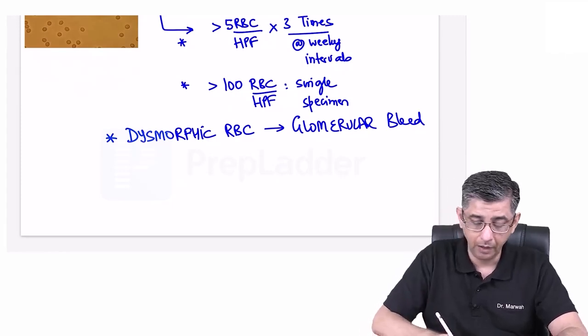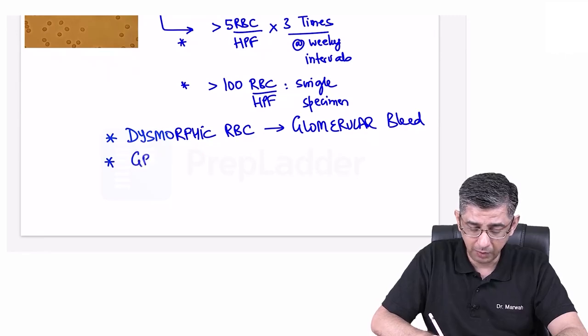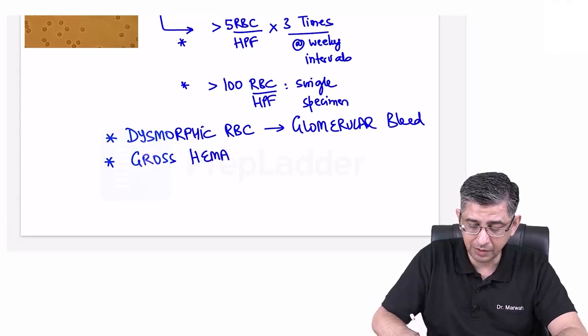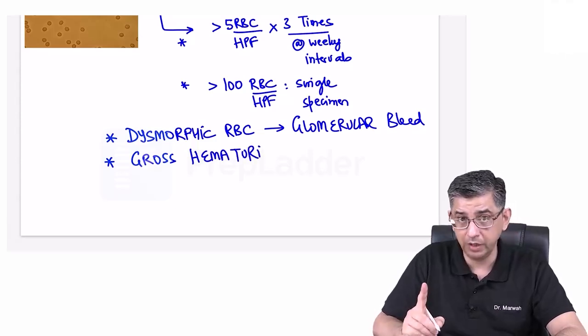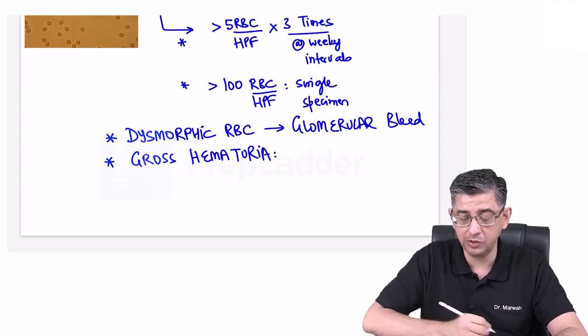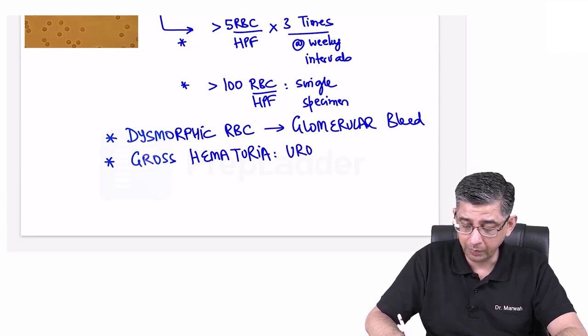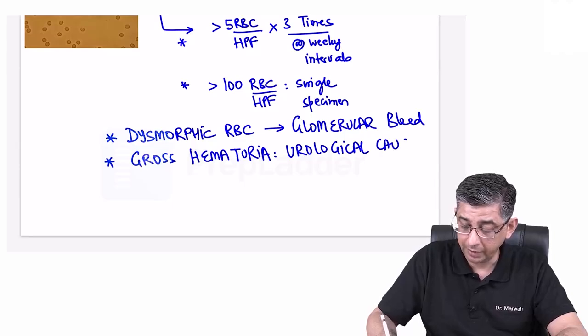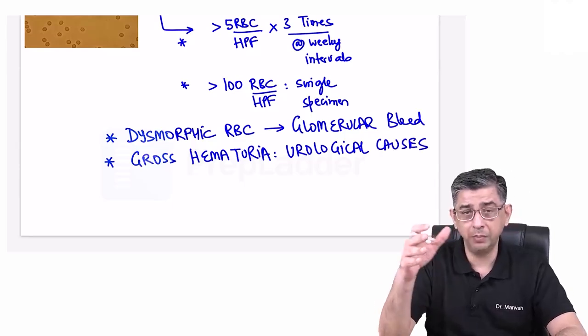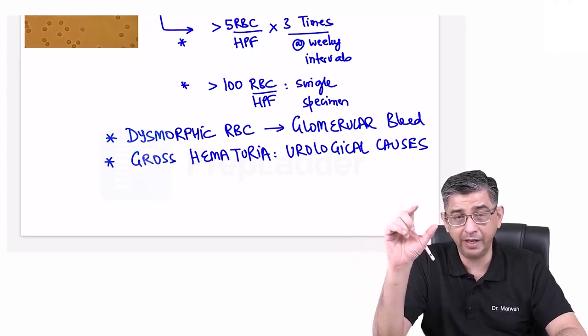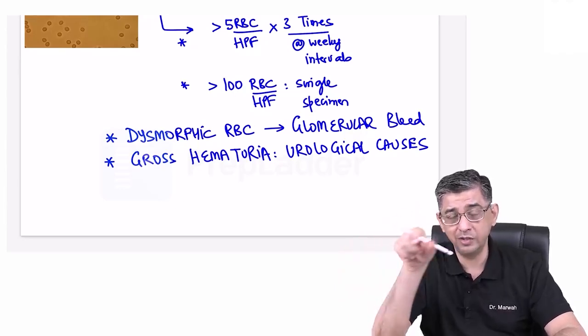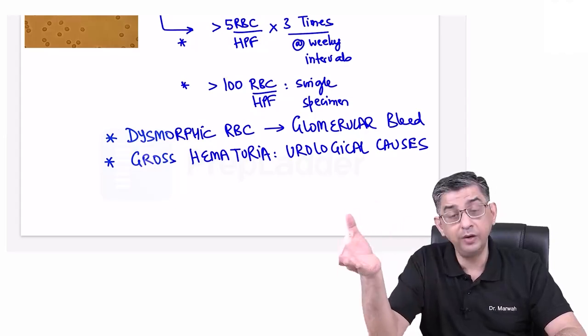If he says what is the number 1 cause of gross hematuria, then first do not answer renal parenchymal disorder. The number 1 cause for gross hematuria should be answered as urological causes, which means that there could be a kidney stone, it could be ureteric stone, it could be a bladder stone in a person. The edges are jagged, and those jagged edges could cause local erosions, and therefore bleed could come.